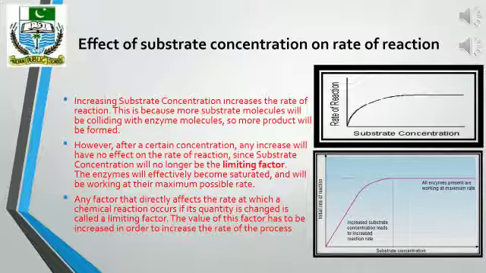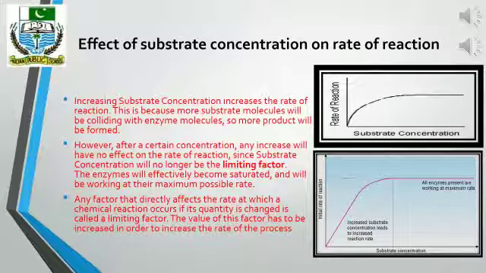This is because more substrate molecules will be colliding or binding with enzyme molecules, so more product will be formed. But after a certain concentration, any increase will have no effect on the rate of reaction, since substrate concentration will no longer be the limiting factor. The enzymes now will become saturated and will be working at their maximum possible rate.